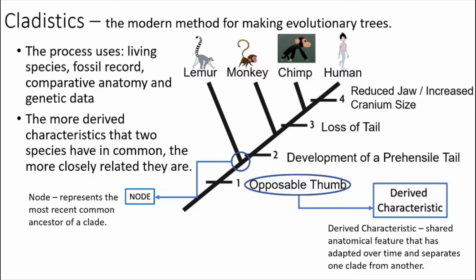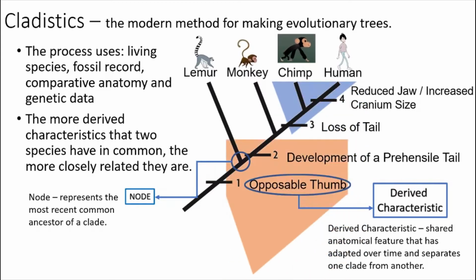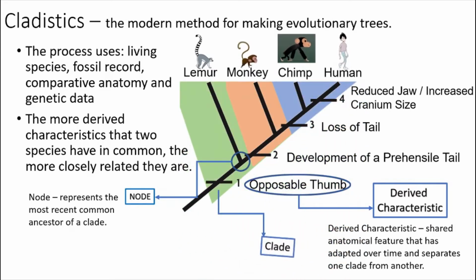Lemurs, again, do not have a prehensile tail, which is why at this point in the cladogram, they shoot off on their own branch. Because after the opposable thumb derived characteristic, they do not have any of the other derived characteristics that are on this cladogram, making them their own unique species. Each node represents the development of a new derived characteristic, and therefore the development of a new species, and on the whole, the development of a new clade.